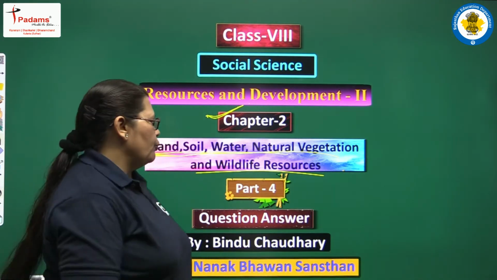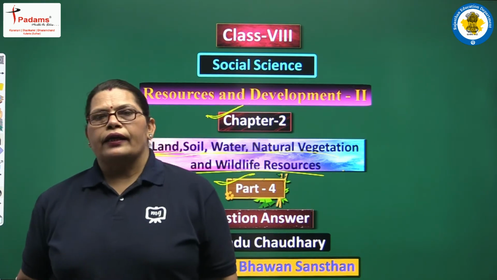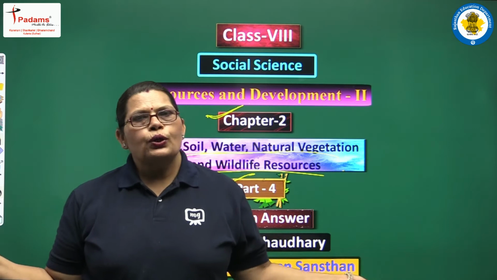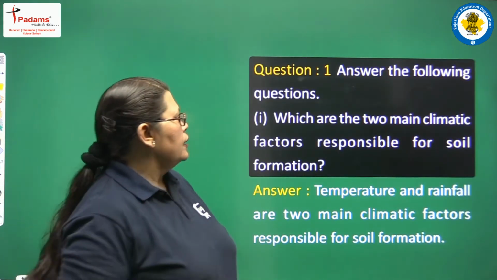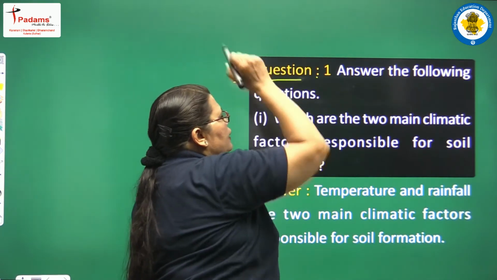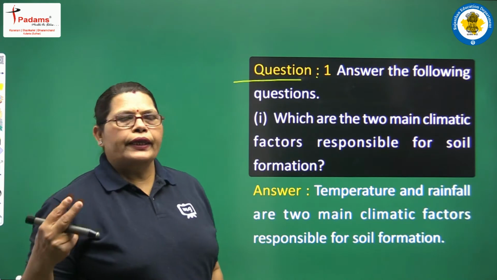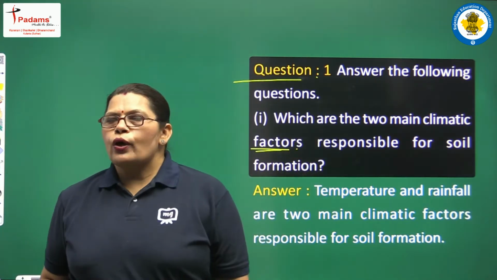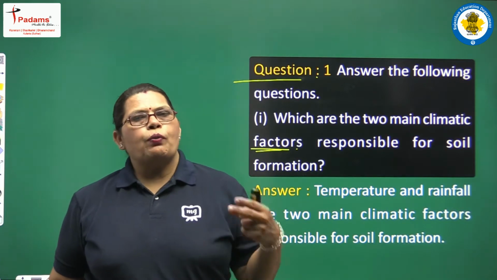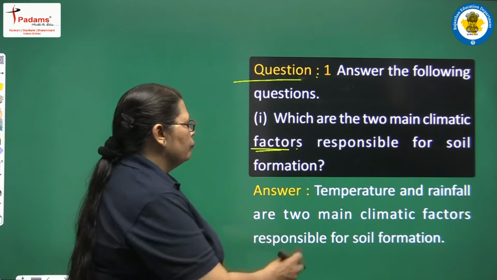Today we are continuing our part 4th, and in this part 4th we are taking a question answer session. So, ready with us? Today we are taking our first question. See here, which are the two main climatic factors responsible for soil formation? Yes, two important factors are there. What are these factors? Let's see.